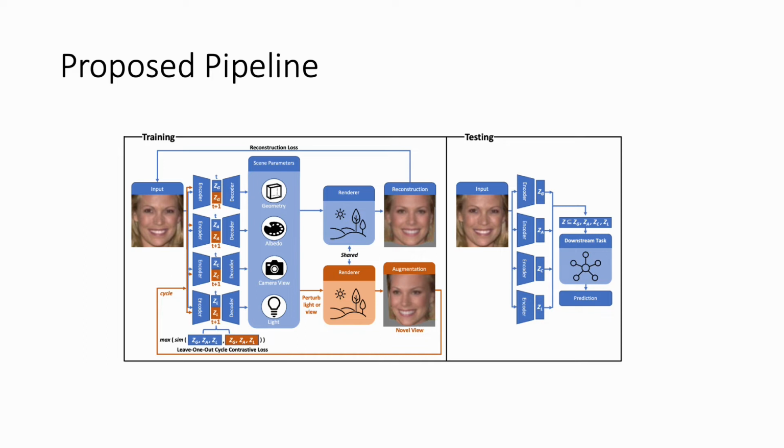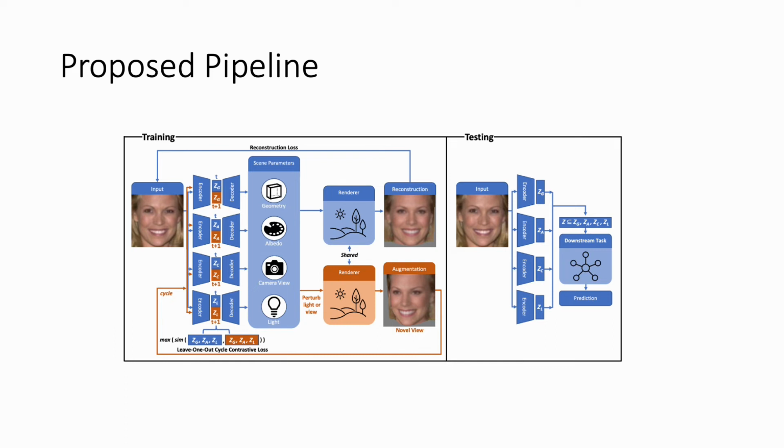To improve disentanglement between each feature, we introduce a loss called Leave One Out Cycle Contrastive Loss. The key insight is that we can use the differentiable renderer to render augmentations of the image, where each augmentation differs by a single scene parameter. In our work, we change either the lighting or camera position. We then render the augmented image and re-encode the image. Finally, we compare the features of the original image with those of the augmented image, enforcing the features of the unchanged scene parameters to be similar using a contrastive loss.